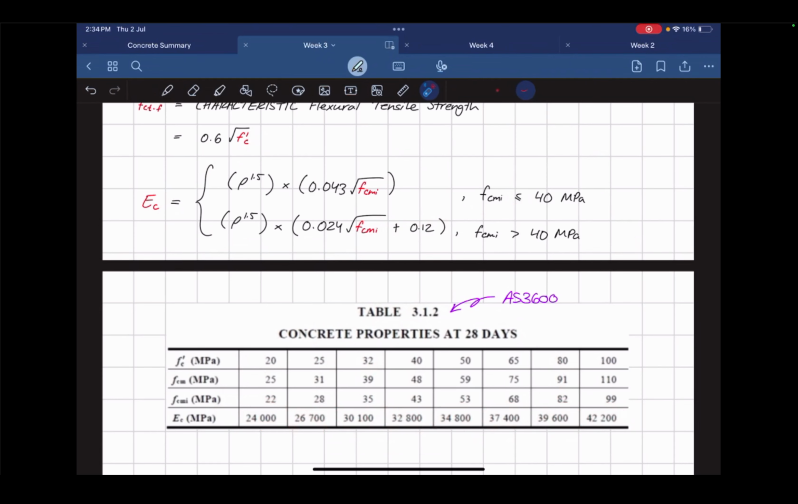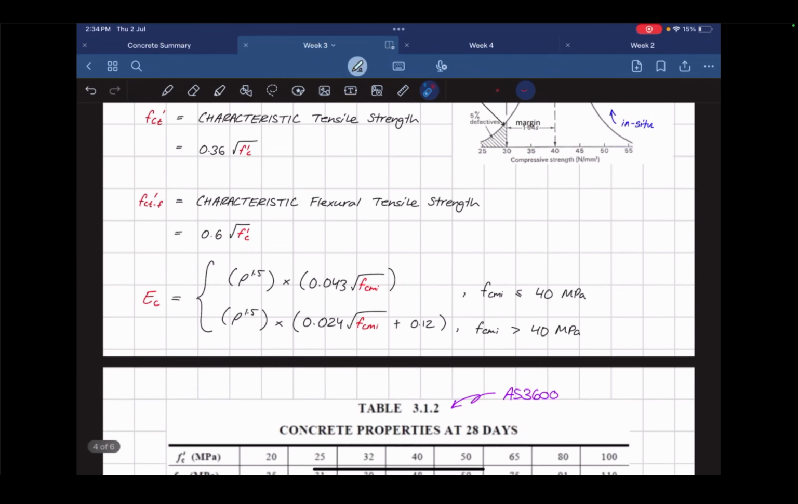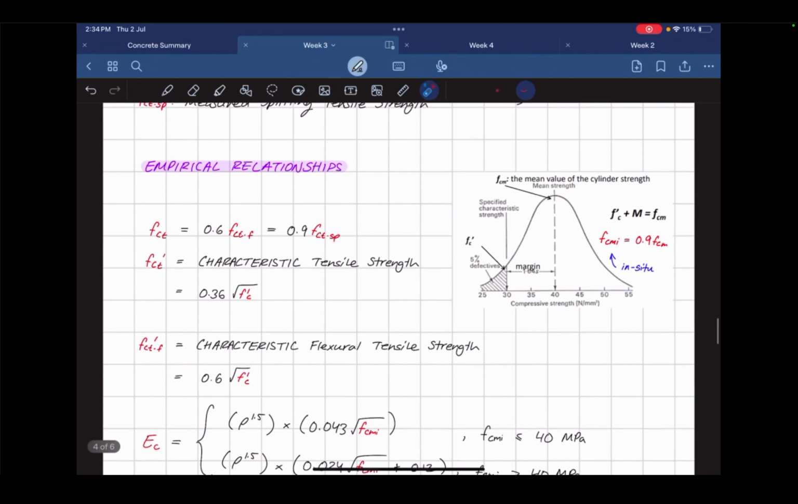Okay? So, have you guys opened the AS3600 at all yet? No? Okay, good. That is very much expected. I don't think I've opened it that much. Okay. But what can I explain really?